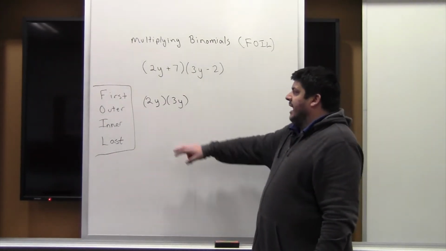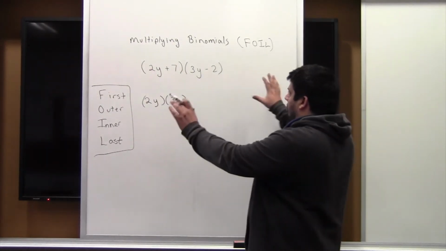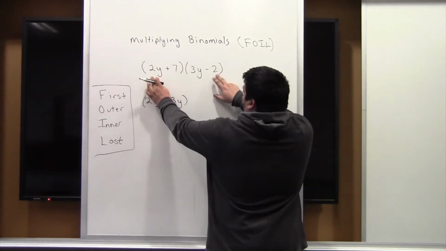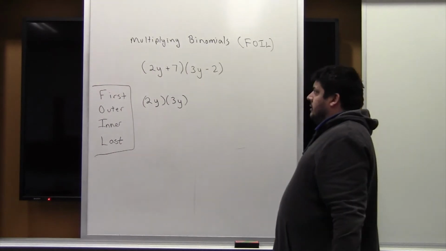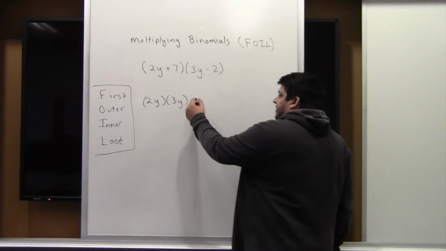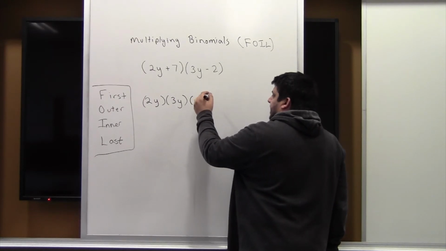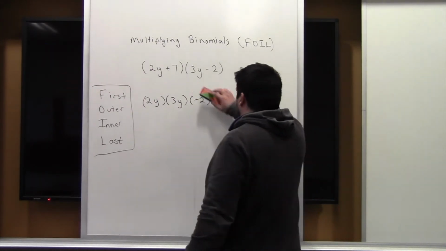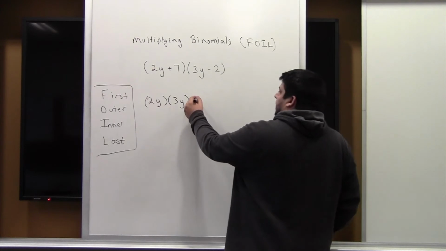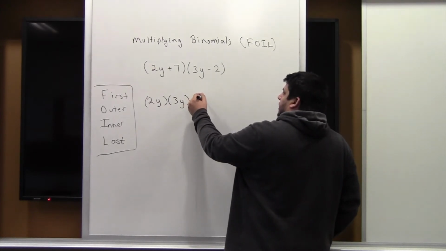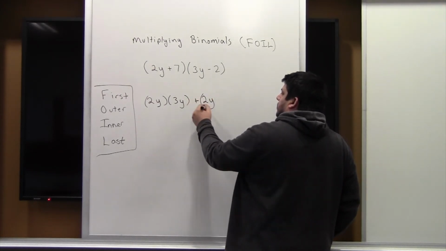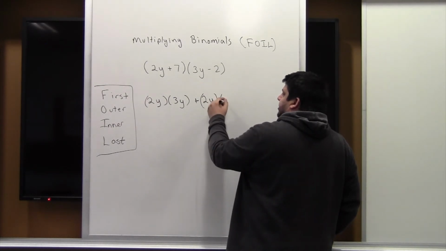Okay, now we take the outside term. Now we look at it as this whole thing. These two are the ones on the outside. All right, so I have a 2y and a negative 2.